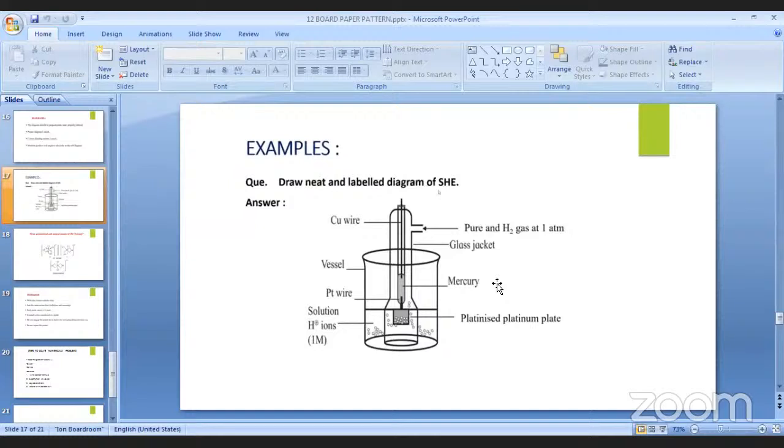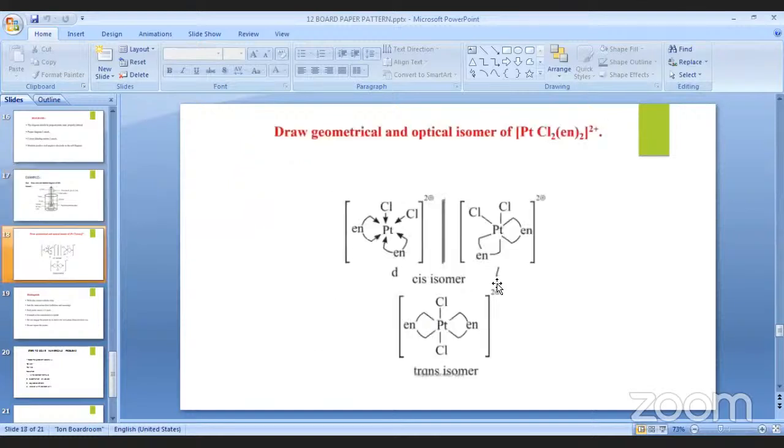Sometimes instead of a diagram, they may ask you to draw geometrical or optical isomers of a given complex. So that also you have to consider as a diagram, student. Diagram doesn't mean drawing only the electrode. Don't consider it that way only. It may mean you are writing any of the isomers also, geometrical or optical isomers. So keep practicing this. Proper labeling is also important over there.